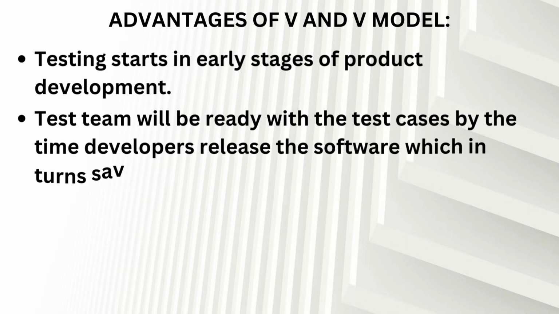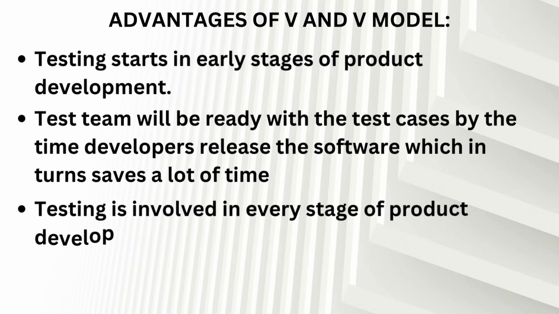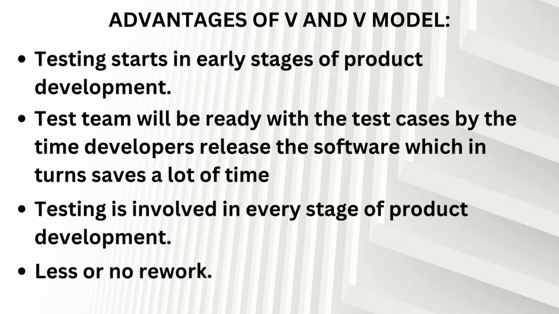The third advantage is testing is involved in every stage of product development. In the VNV model, testing is compulsory in every stage, leading to less or no rework. In contrast, in the waterfall model, if a bug is found in the requirement stage, it continues to affect design and other stages. This doesn't happen in the VNV model. These are some important advantages of the VNV model.